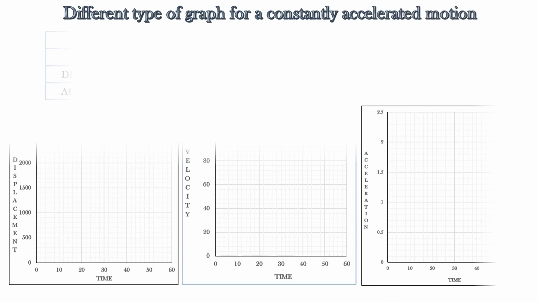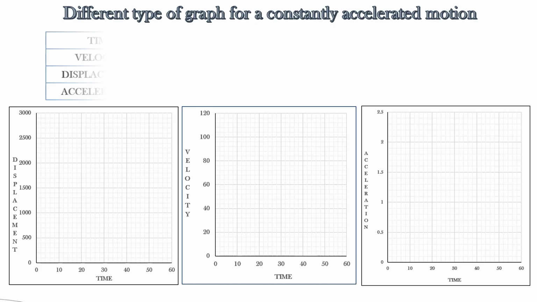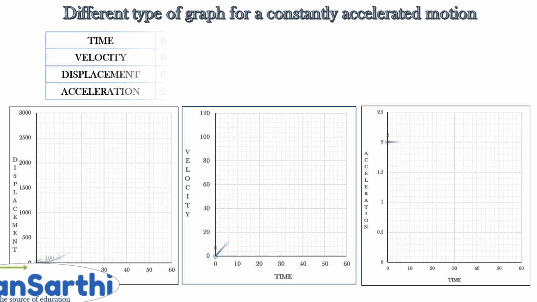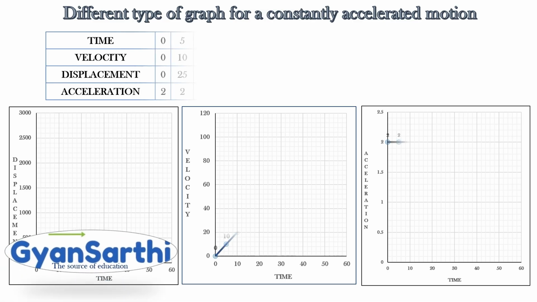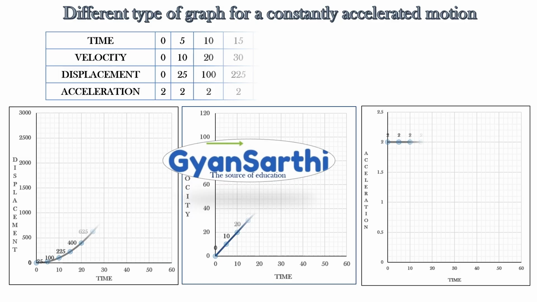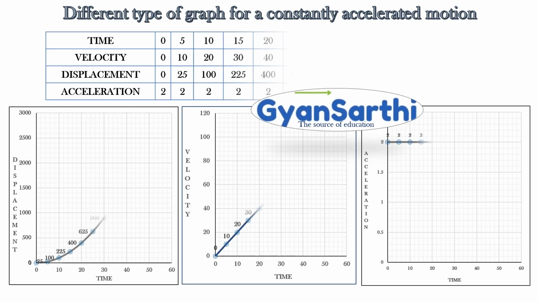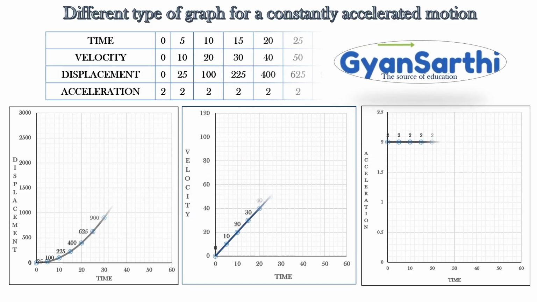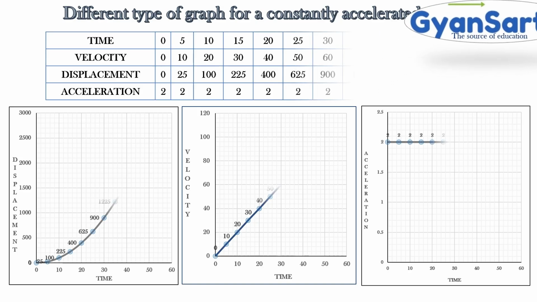Here, we are to consider different types of graphs for constantly accelerated motion. From our previous learning, the graph for constant acceleration is a straight line parallel to the time axis, while the graph for velocity under constant acceleration is a straight line inclined to the time axis, that is linearly increasing. And finally, displacement is increasing in a non-uniform manner.